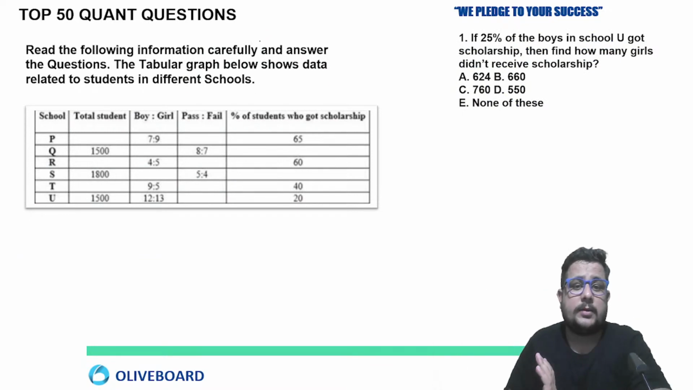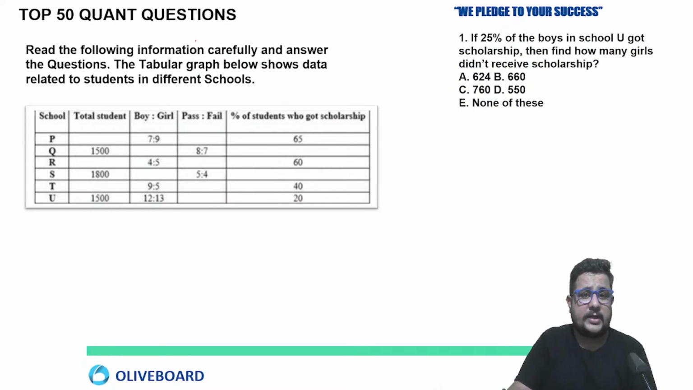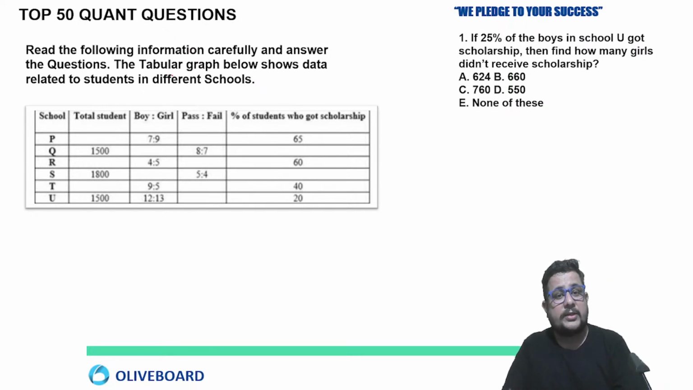Now the next one. Is the data which is written here visible to all of you? Read the information carefully and answer the question. Tabular. So here missing data is given. The tabular graph below shows the data related to students in different schools. School P, Q, R, S, T. Yeah, you are definitely going to get 5 questions. S, T, U.